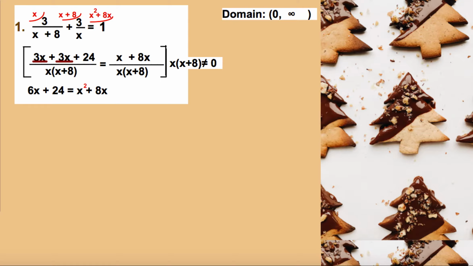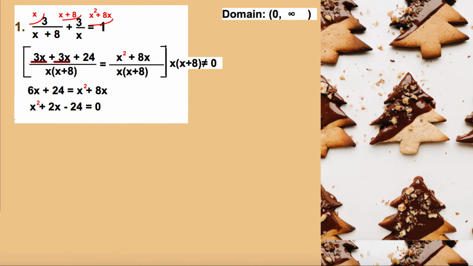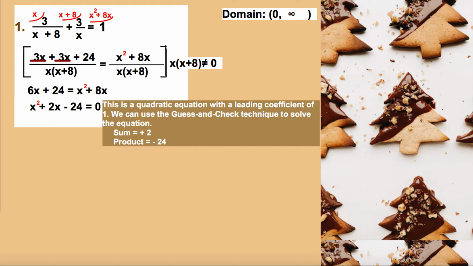Equivalent to 6x plus 24 equals x squared plus 8x. This is a quadratic equation. Add negative 6x and negative 24 on both sides of the equation. Apply the reflexive property of equality. Equivalent to x squared plus 2x minus 24 equals 0.